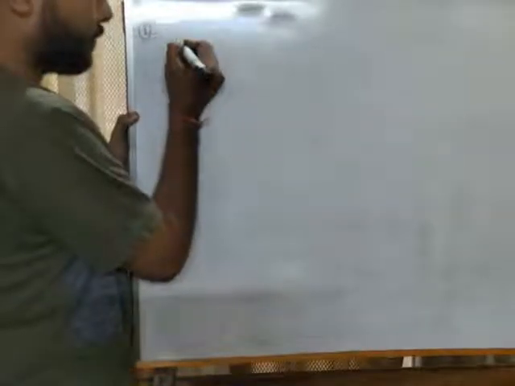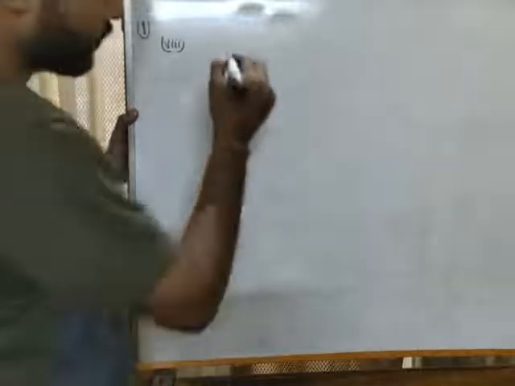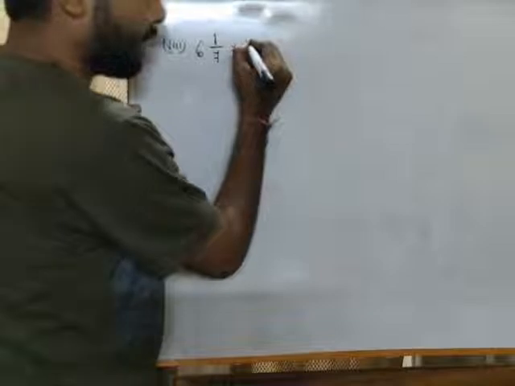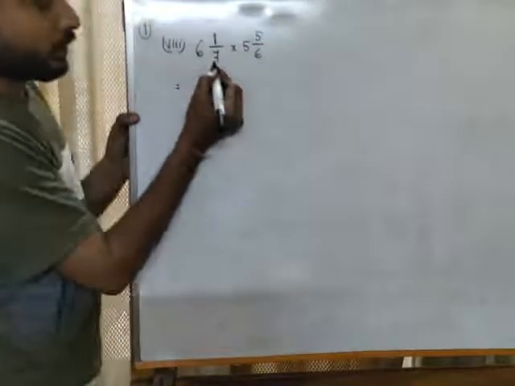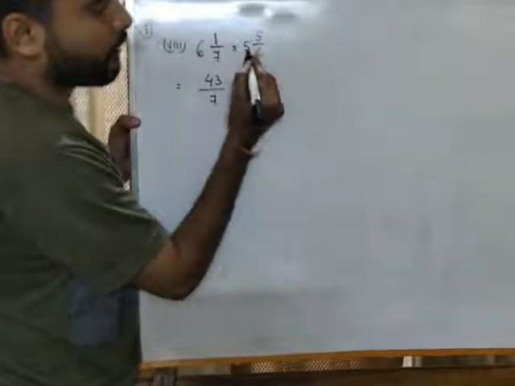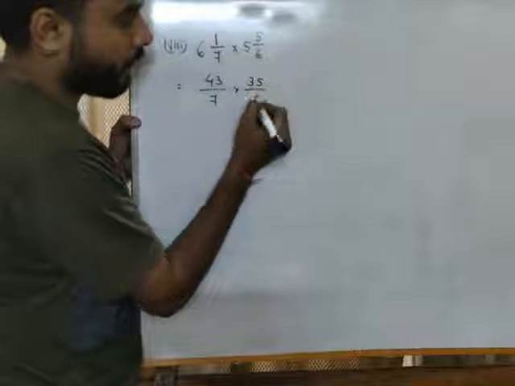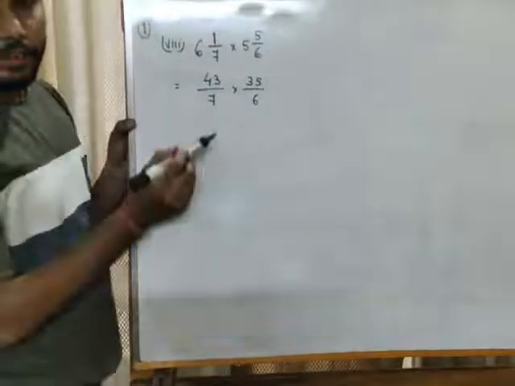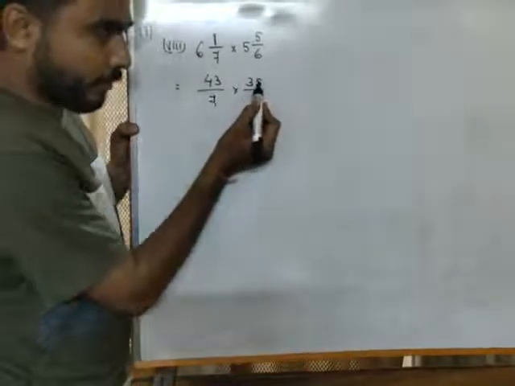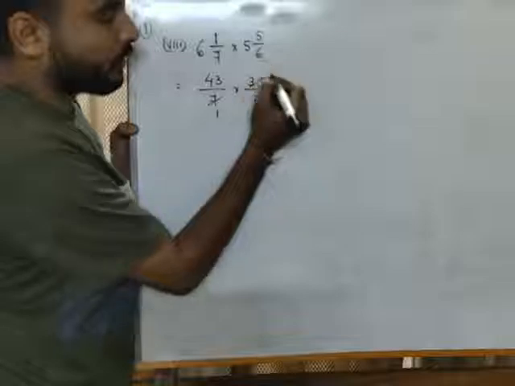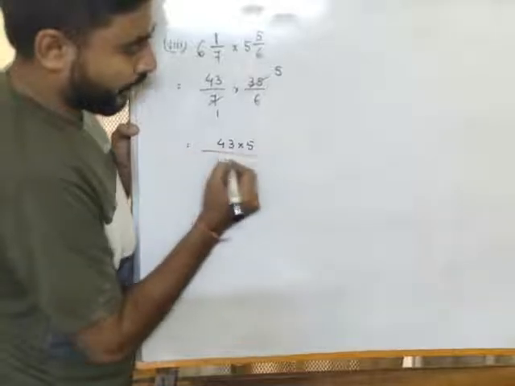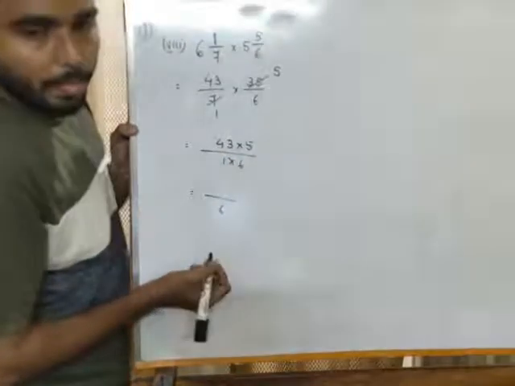Let's see number 8. 6 1 by 7 into 5 5 by 6. 6 7 times 42, 42 plus 1 is 43. 43 by 7 into 6 5 times 30, 30 plus 5 is 35 by 6. Can we cancel anything? This 43 and 6 won't be cancelled. 43 and 7 won't be cancelled. 7 and 35 can be cancelled. 7 1 times, 7 5 times. Then anything else? No. So 43 into 5 and 1 into 6. 1 into 6 is 6.